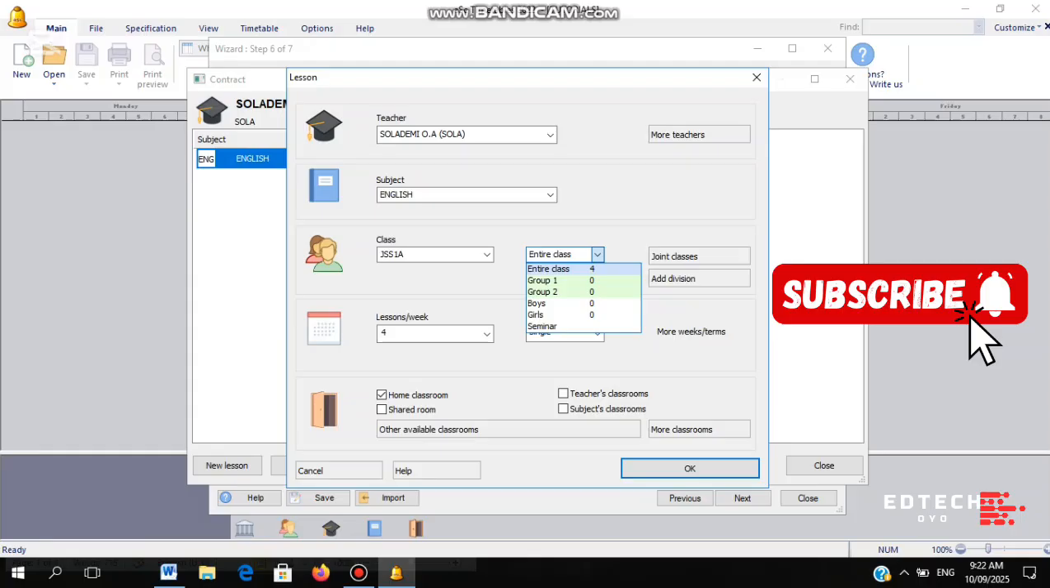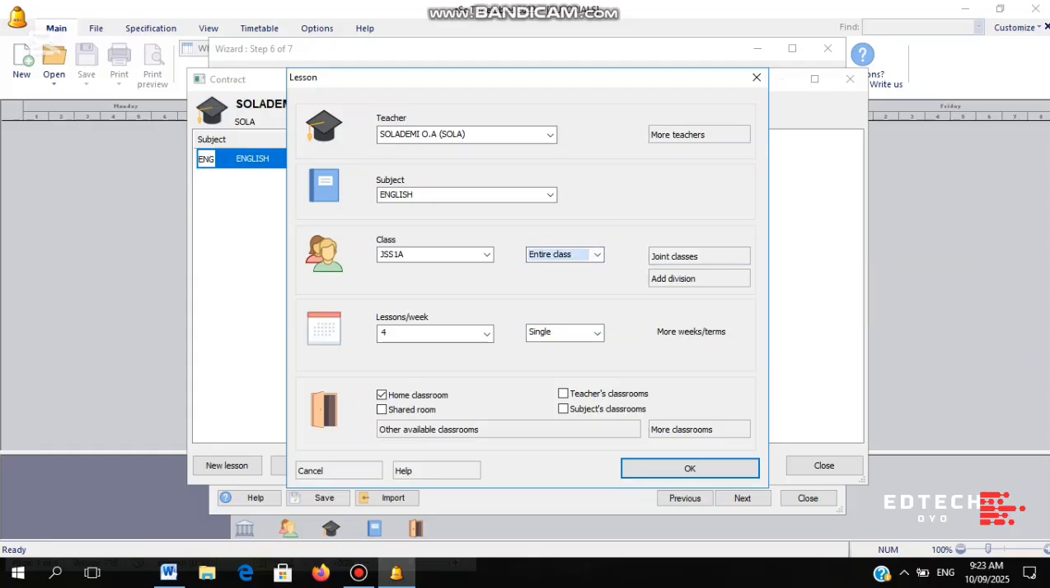Yes, we have joint classes for when you want to join the students together. Maybe A and B will stay together in a class anytime they are having English. That is joint classes. But I don't think we usually have that in junior secondary school.